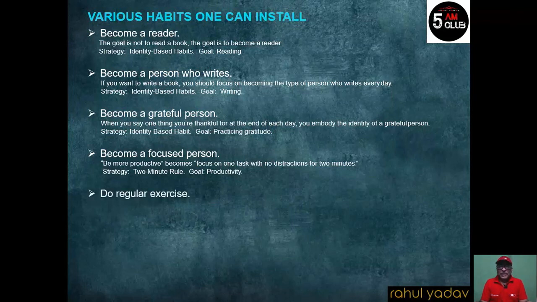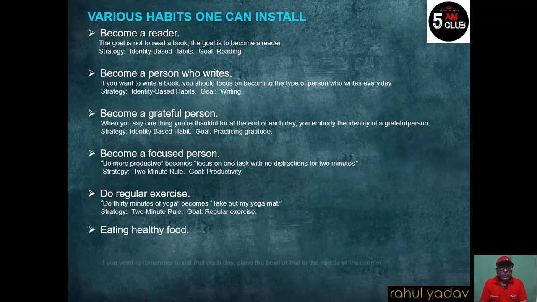Do regular exercise. So for that, what you need to do is, for 30 minutes of yoga, take out your yoga mat. Okay, going for a jog for 30 minutes, you have to put on your shoes. Okay, so this way. So here the strategy is the 2-minute rule, and the goal is regular exercise.